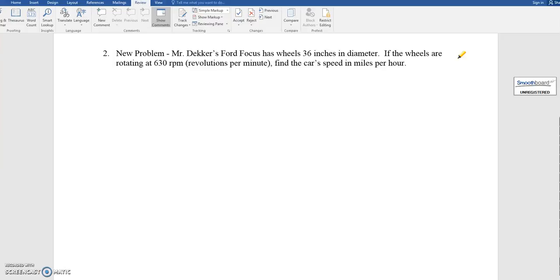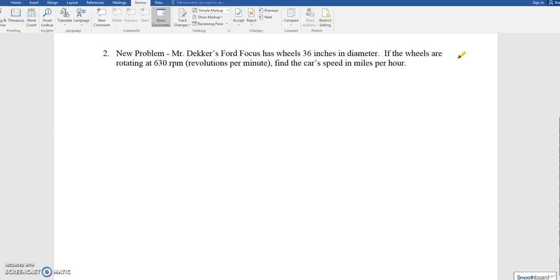The tires are rotating at 630 revolutions per minute. I want you to find my speed in miles per hour. You think you can do that? I hope you can. This will be a more typical question of what we look for in our homework problems.